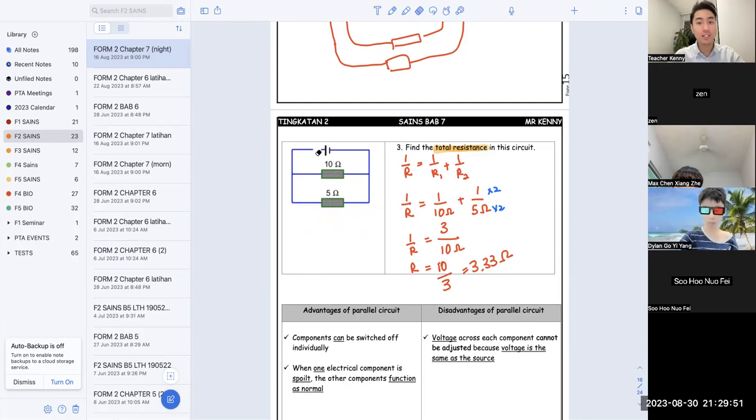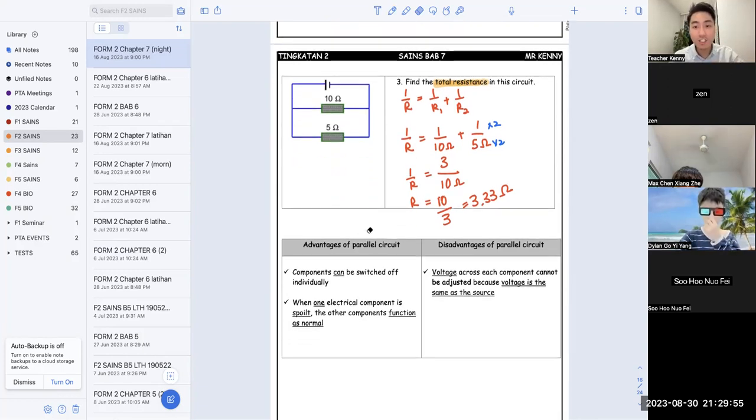So it's always better if you want less resistance, you arrange in parallel manner. So advantages of parallel circuit. First one, components can be switched off individually. What does that mean? That means here I put a switch. Here, I put a switch. Correct? If I close this switch, then I can turn on this light. If I close this switch, then I can turn on this light. You see that or not? So I can control every single wiring. I can put a switch there.